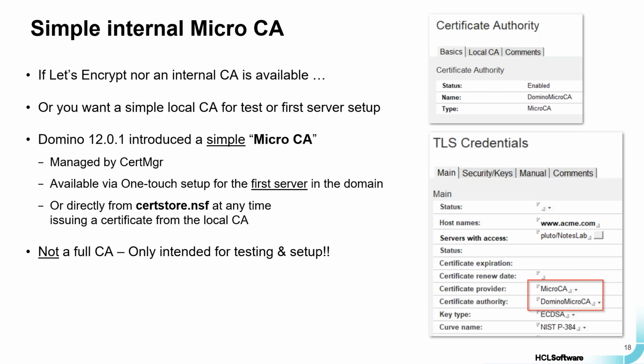So this includes a one-touch flow. That means if you have your first server and you want the first server to get a TLS connection out of the box, there are actually settings in one-touch setup to use the micro CA for issuing certificates.